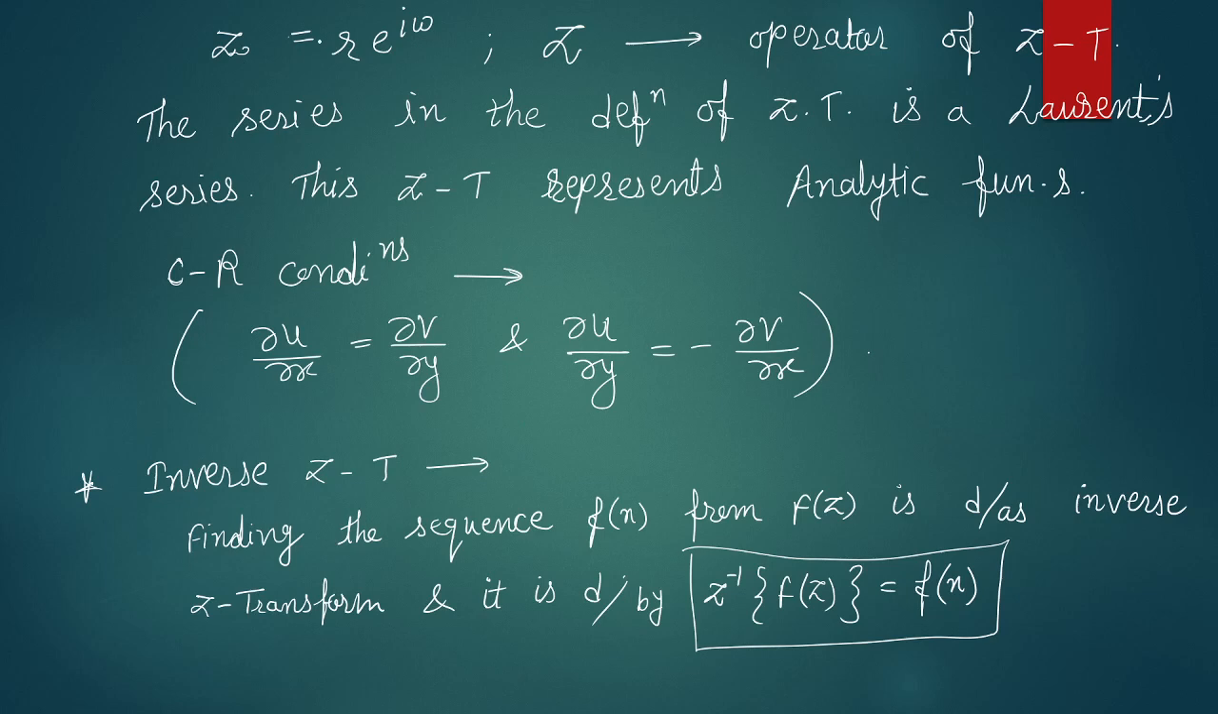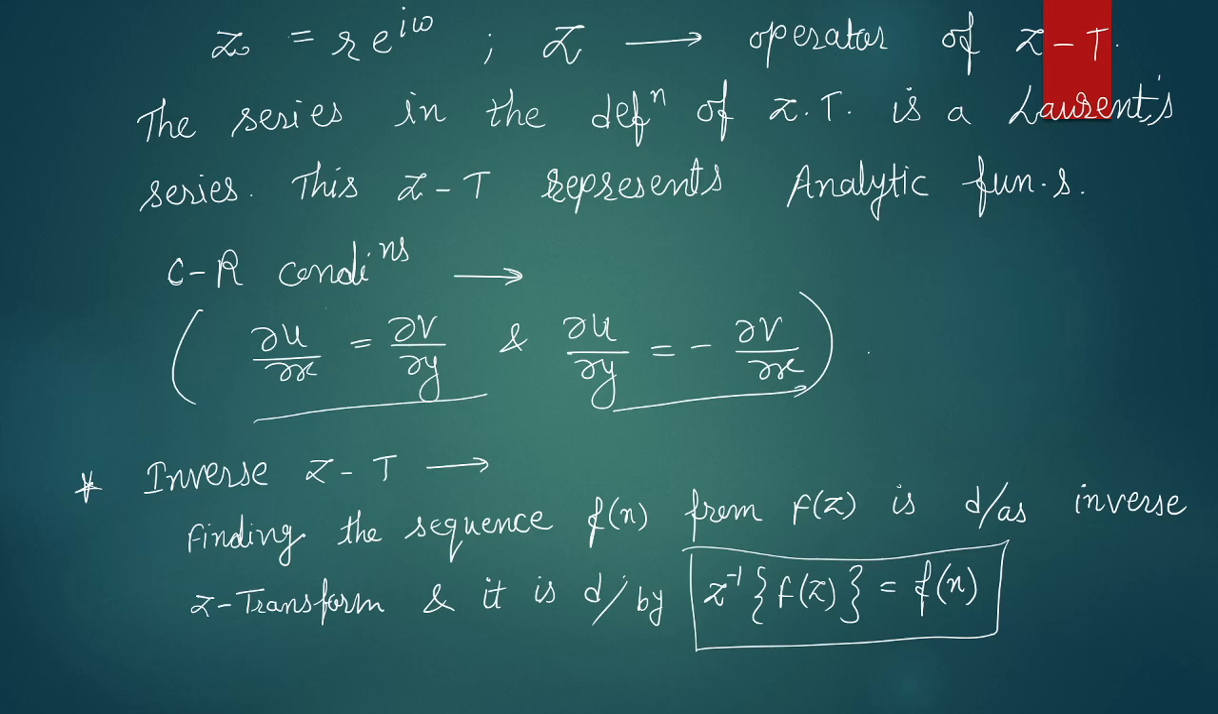Now small z is equal to r e to the power i omega. This series in the definition of Z transform is the Laurent series, because it contains negative powers of the terms as well as positive powers. Therefore, we call this a Laurent series. And this Z transform represents an analytic function, that means it satisfies the CR condition. CR means Cauchy-Riemann condition. Therefore, del U by del X equals del V by del Y and del U by del Y equals minus del V by del X. These are the Cauchy-Riemann conditions.